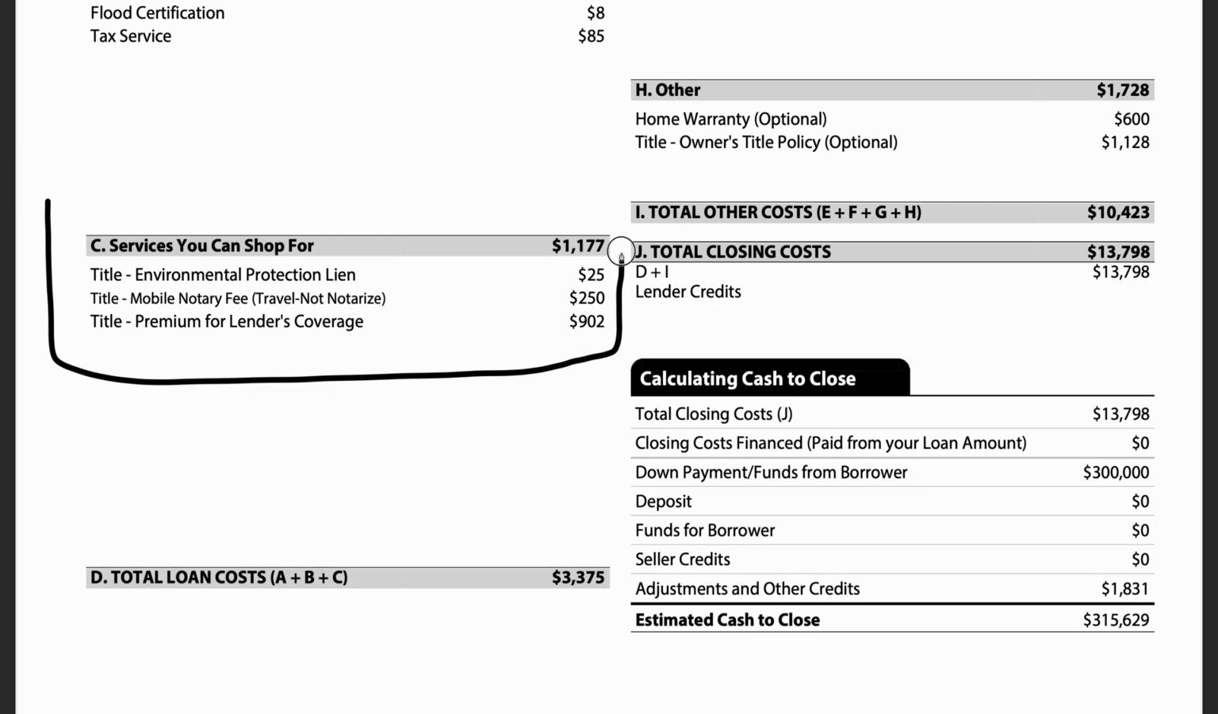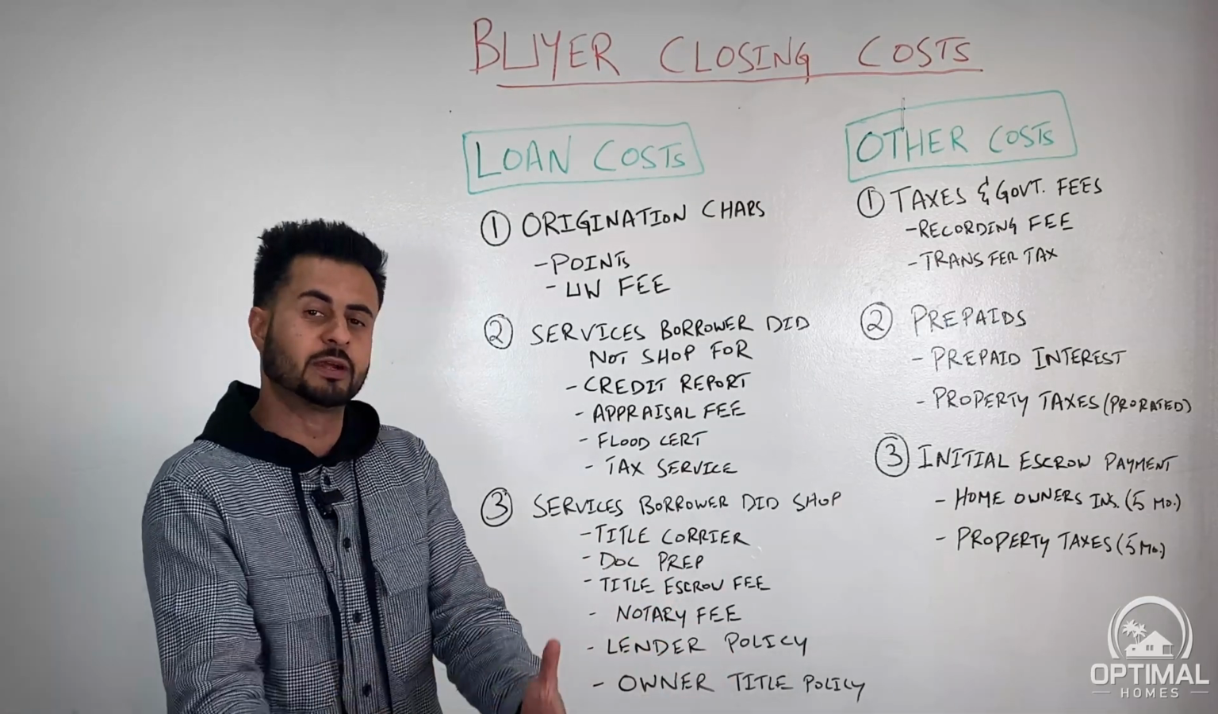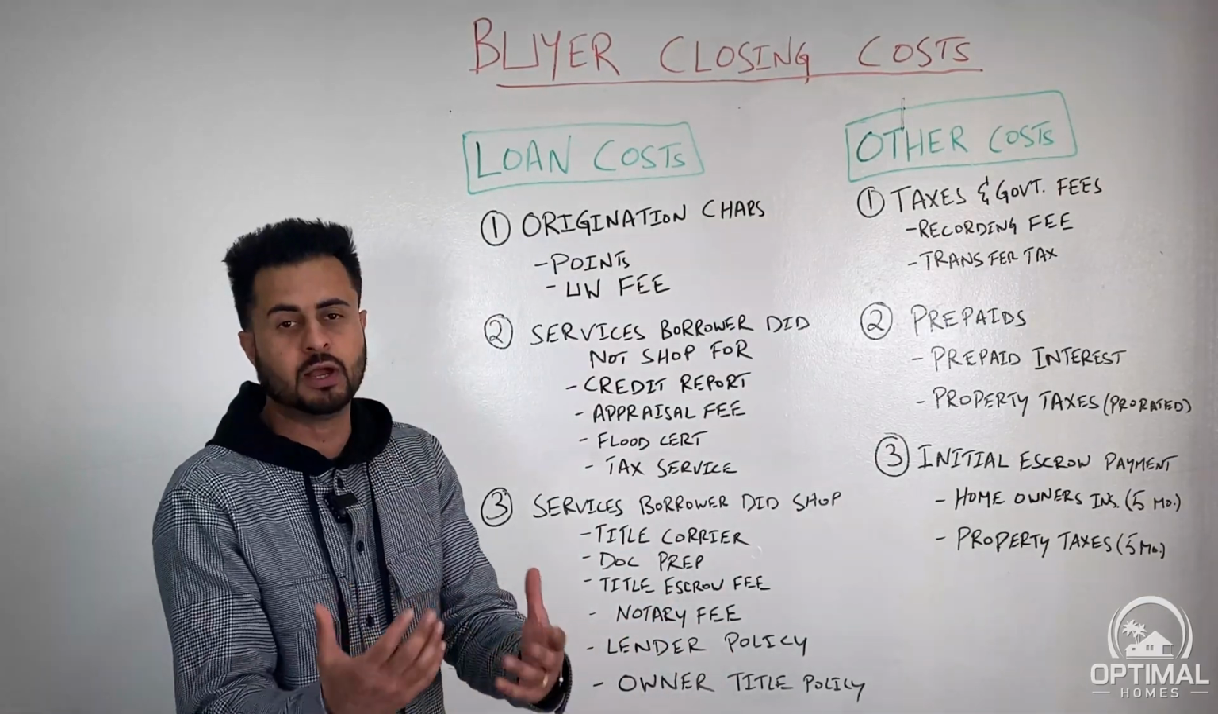So under there you have a title courier fee, which is like when they mail out documents to you or from you. Then there's a document preparation fee, another kind of administrative fee. Then you have a title escrow fee, which is a standard fee that the escrow company charges. If that's Chicago Title or North American Title, they have a standard title escrow fee.